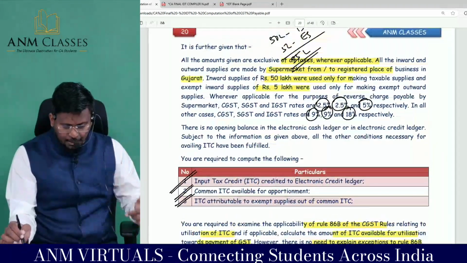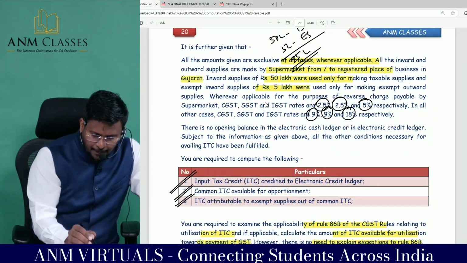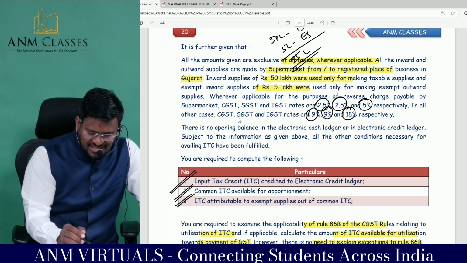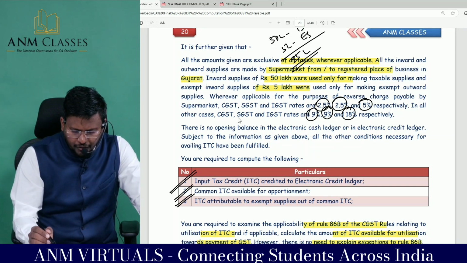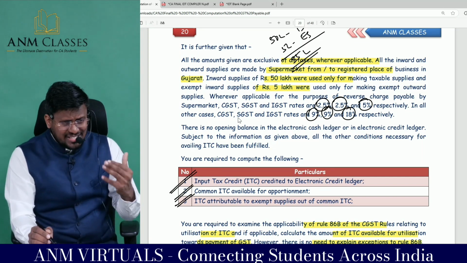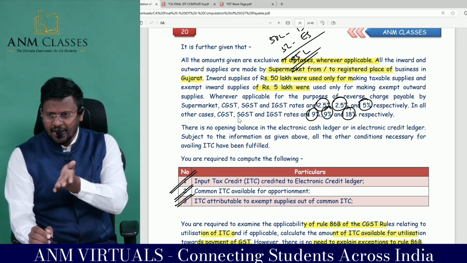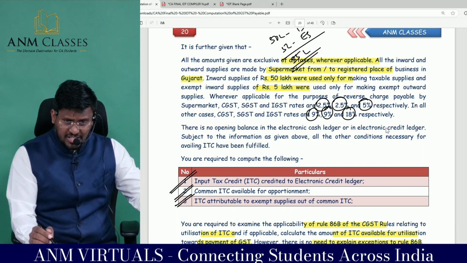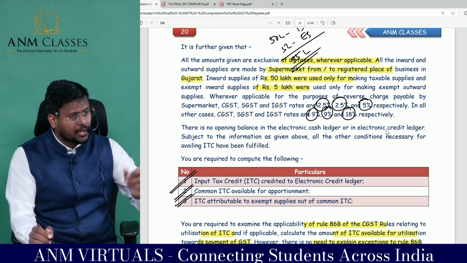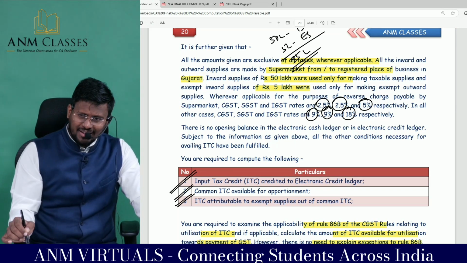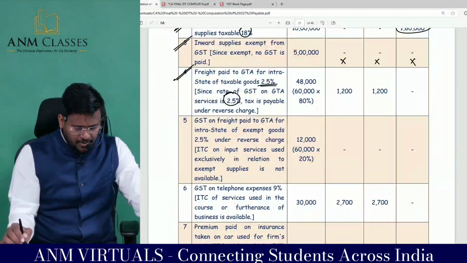If you read the below note here, sir, where applicable for the purpose of reverse charge payable by supermarket, CGST, SGST, IGST rates are 2.5, 2.5 and 5% respectively. The question nowhere says that the GTA has adopted the FCM, so RCM provisions will be applicable. If the question specifically says that the GTA has adopted what? FCM, then we will not use the RCM. In that, two categories are there, 20% and 80%.